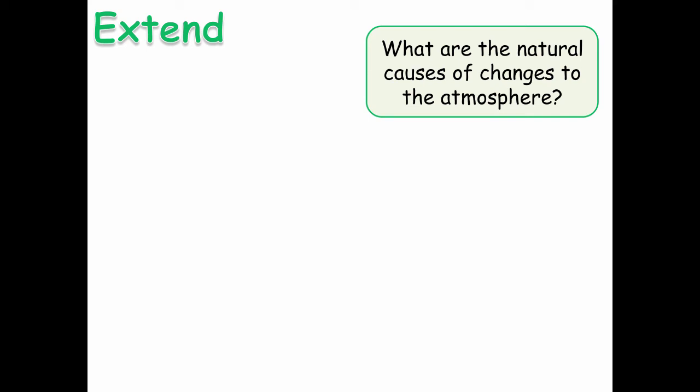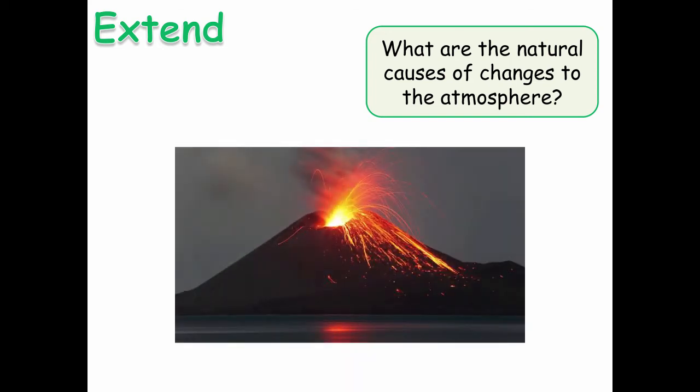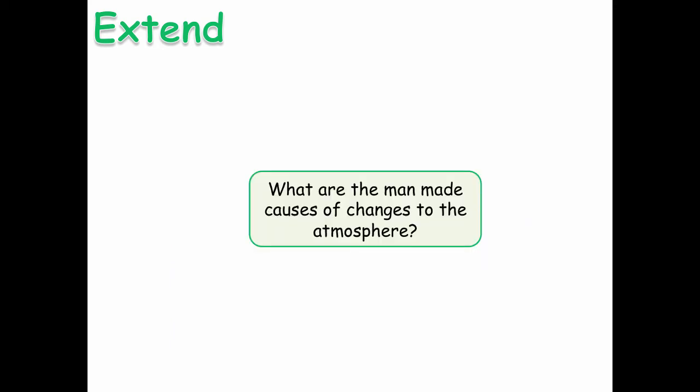But what are natural causes of changes to the atmosphere? That's right, volcanoes. We assume that volcanoes release CO2 and steam to form the Earth's earliest atmosphere because volcanoes still do this today. So volcanoes are still changing the Earth's atmosphere. But what are the man-made changes to the atmosphere? Pause the video and have a think.